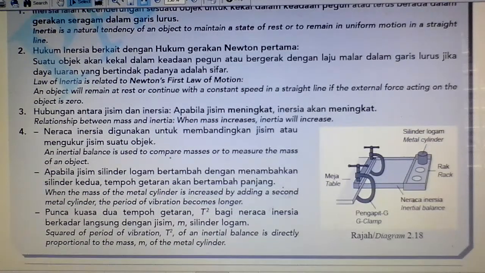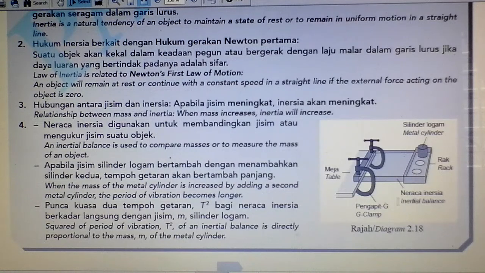Number four, we have this device that we can use to study the relationship between mass and inertia. We call it an inertial balance. It has a rack here. We can put a load like a metal cylinder, clamp it to the table, let it oscillate, then record the time taken for 20 oscillations, and then calculate the period of oscillation.